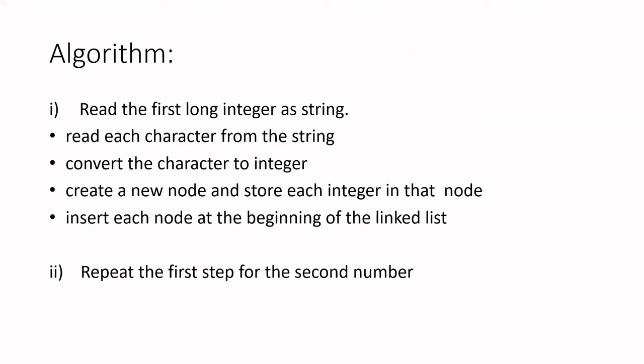We will read the first long integer as a string, and for each character inside the string, we will convert that into an integer. And for each integer, we'll create a node and store the number inside the data field of that node, and we will insert each node at the beginning of the linked list. We will repeat the first step for the second number.